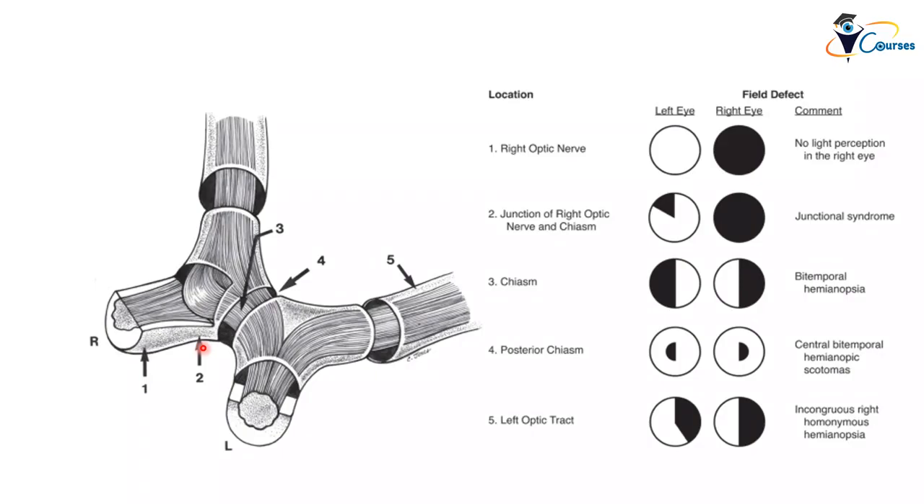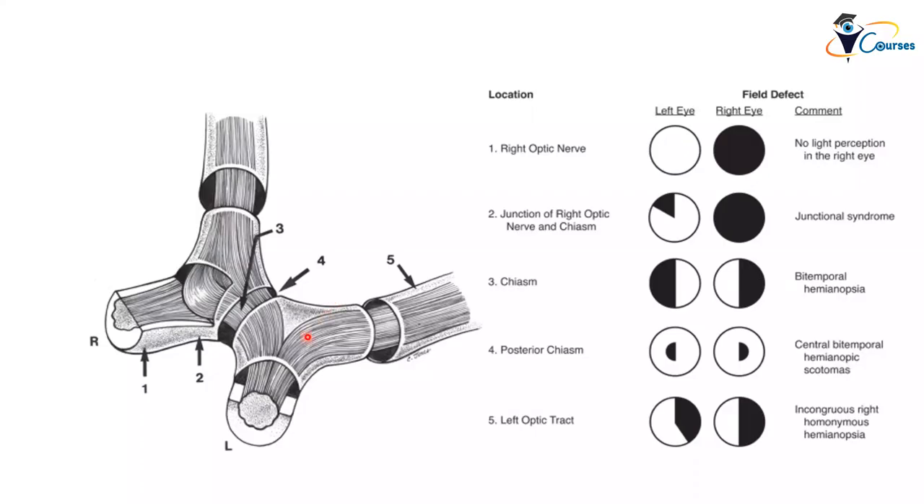junctional scotoma. So if this is the right eye, this will result in loss of vision in the right eye and loss of visual field of the right eye, and involvement of the decussating inferior nasal fibers from the left eye, which will be represented by superior visual field defects of the other eye. This is called a junctional scotoma. Number three, if there is a lesion involving the chiasm, it will result in bitemporal hemianopia.